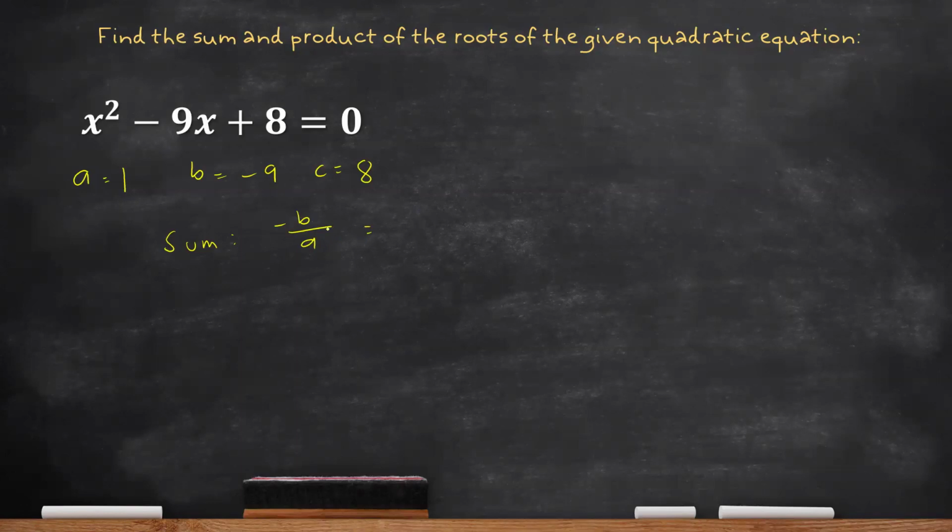So substitute the values. So negative B, so negative 9 over A, which is 1. So negative times negative, that will be positive 9 over 1. Then simplify, the answer is 9. Diba? That's why. Kasi kung negative si B, nagiging positive. Magiging positive siya.